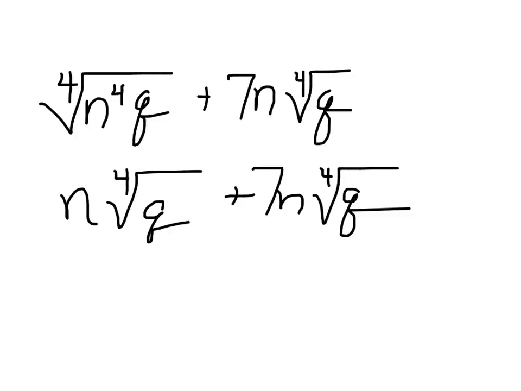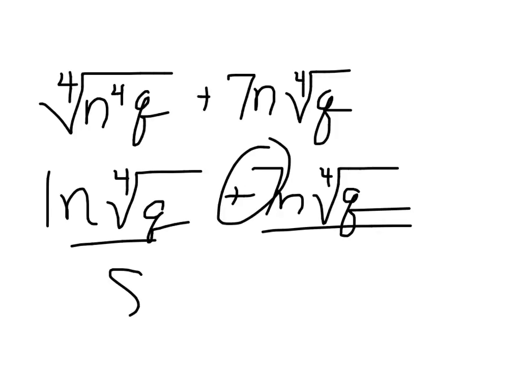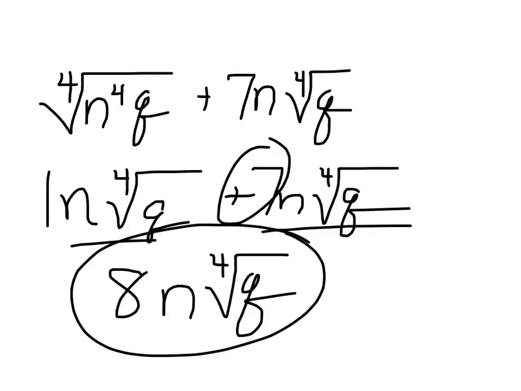Now here's my question. Are the houses the same? Yeah. So now if the houses are the same, then all you do is add the numbers in front of it. What's 1 plus 7? 8. And the 4th root of q. You do not add anything with the letters. You just make sure they're the same, and then you add them together. What do you think?